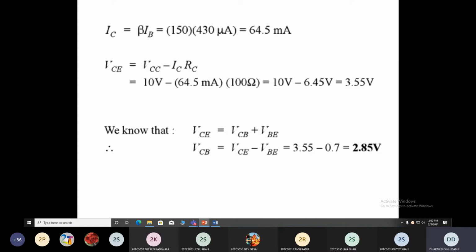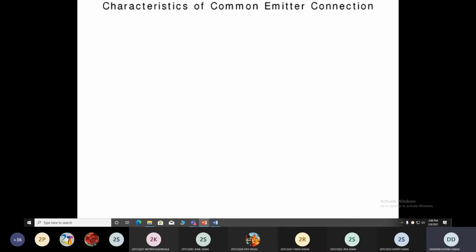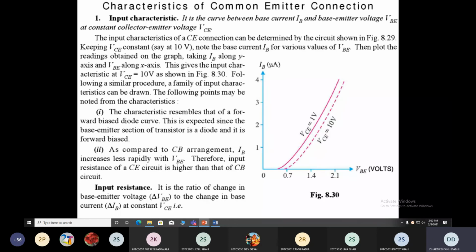No, sir. Okay. So now this common emitter configuration is over here. Now let's move on to the characteristics of this common emitter connection. As we have seen the characteristics in the common base connection, input and output characteristics, same way here in the common emitter connection, there are the input and output characteristics.